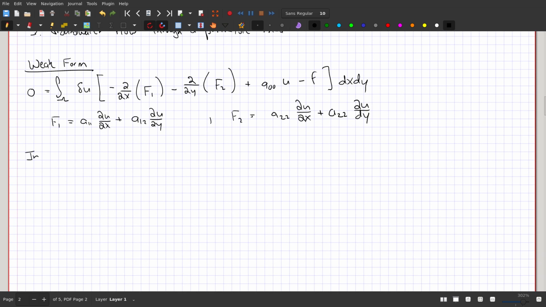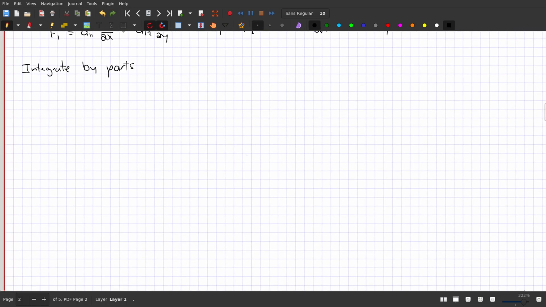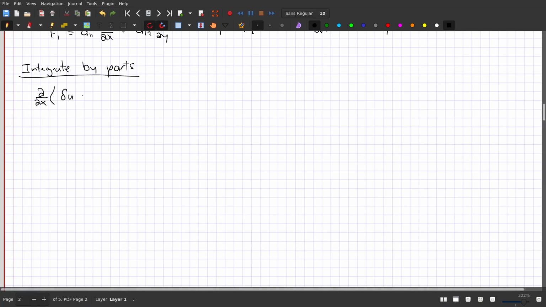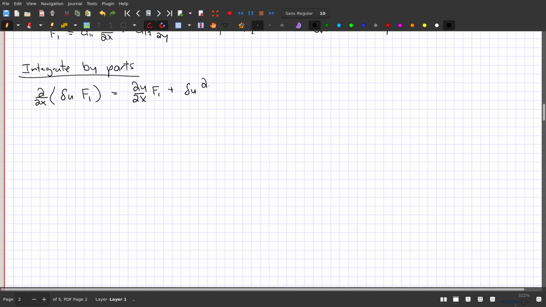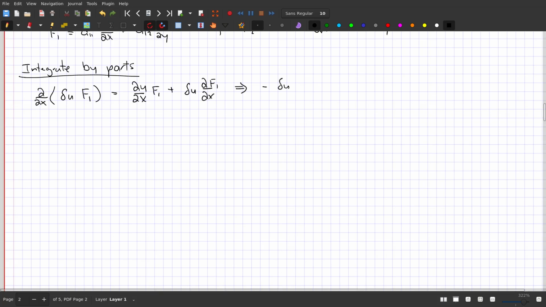So now, the reason I wrote those F's is so that I could show you what the integration by parts formulas are in 2D. So we're going to integrate by parts. If we start with the product rule on this term, we expand it, we have this, which we could solve for the term like this.